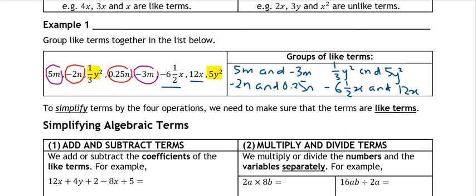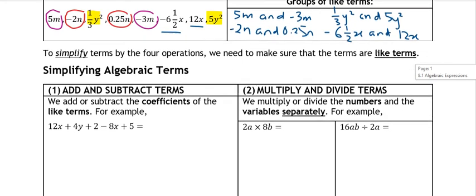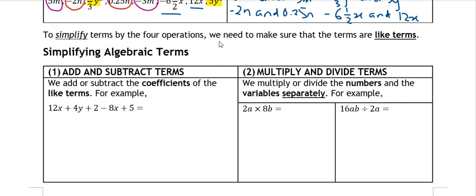So here, since you know already how to group like terms, when you try to simplify terms by the four operations, we need to make sure that the terms are like terms. So here like terms will be used mostly in adding or subtracting terms, because when you add or subtract like terms, we are adding or subtracting the coefficients. So this is going to be highlighted. So here let's start. When you have this mixture of operation and a mixture of terms, you have to collect the like terms together first.